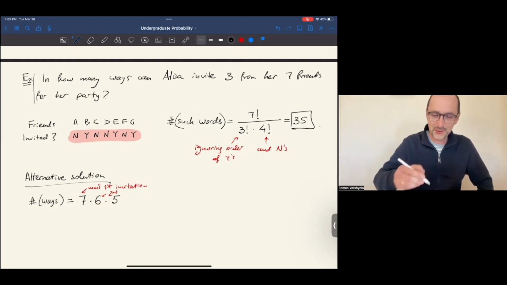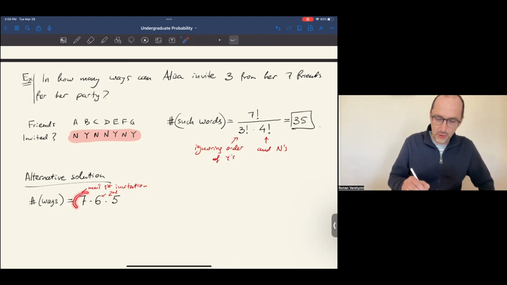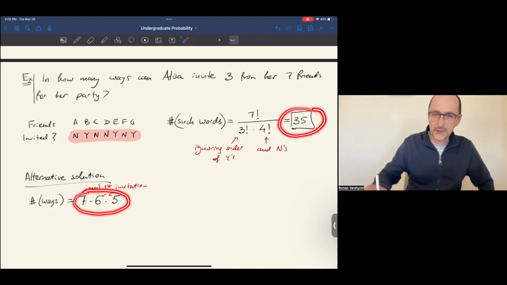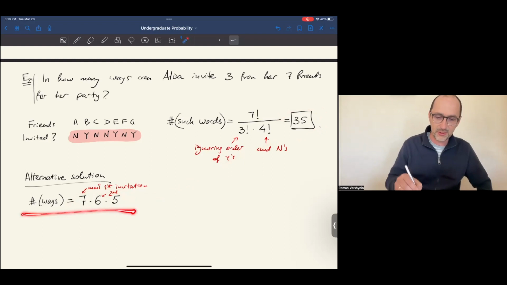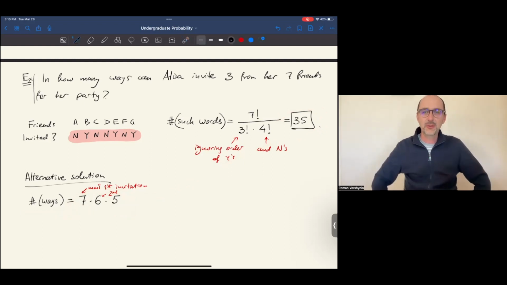Is this the answer to the problem? No, it can't be. The true answer is 35, and this number is bigger than 35. So it's not the same. What did we do wrong in the second solution? Where did we slip? We overcounted. Why? Because we thought it is important in which order the invitations are being sent.